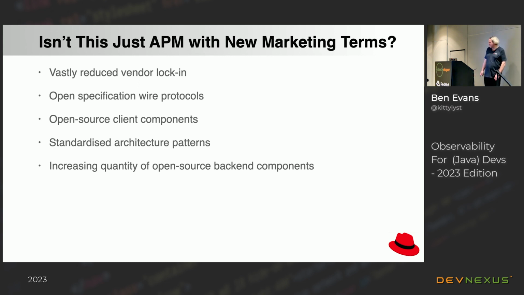Okay, so you could argue, ask the question if you're feeling cynical, is this just APM with new marketing terms? And the answer is, I don't think so. For one thing, it's got vastly reduced vendor lock-in. If you speak OpenTelemetry, you can point it at any vendor that supports that. And increasingly, because of that shift that I was talking about in the open source world, it's table stakes. I can't think of a major vendor who at this point in time, in 2023, does not support OpenTelemetry.